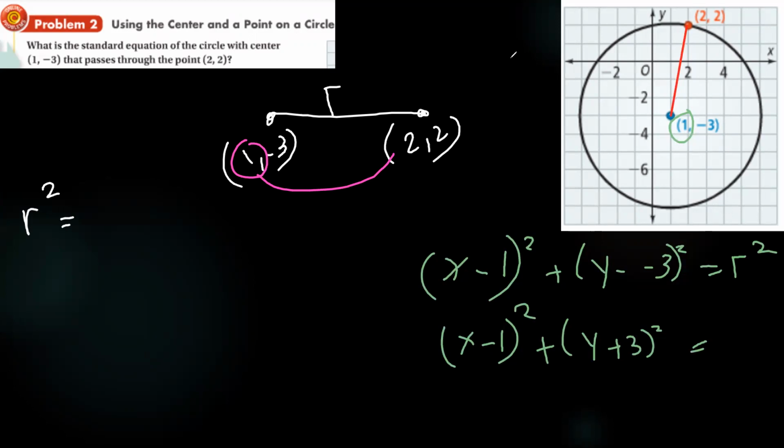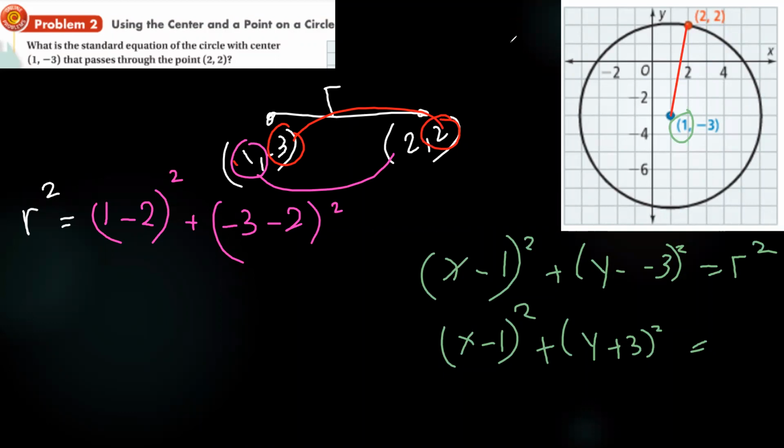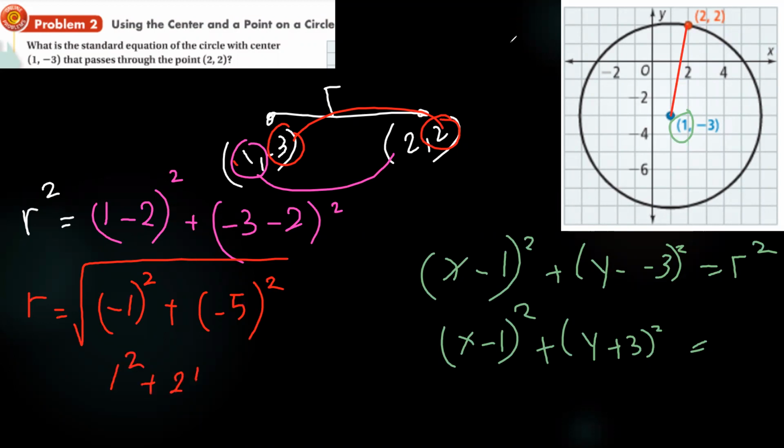Teacher, is it r equals square root or r squared? Yeah, it's the same. So 1 minus 2 squared plus -3 minus 2 squared. So r will be the square root of 1 minus 2, -1. So -1 squared plus -3 minus 2, -5 squared. So 1 plus 25. So r will be the square root of 26.